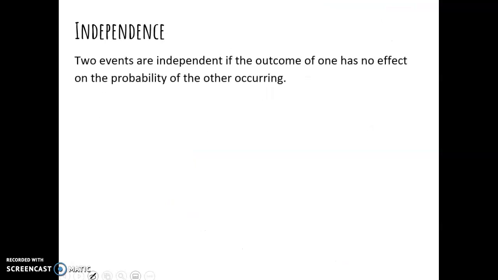Independence. Two events are independent if the outcome of one has no effect on the probability of the other. Think back to the card scenario. When we drew that first card and didn't replace it, it had an effect on the probability that the second one would be an ace. For the first card, the probability that it was an ace was 4 out of 52, but once we took the ace out, now the probability changes and it's only 3 out of 51.